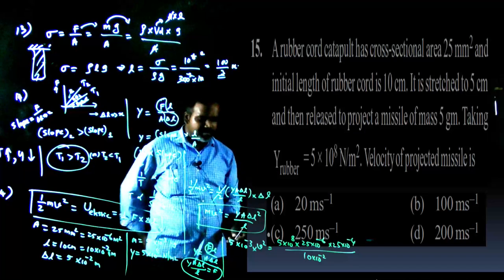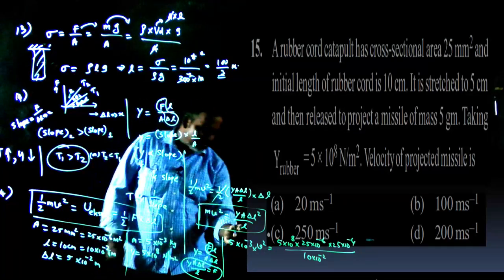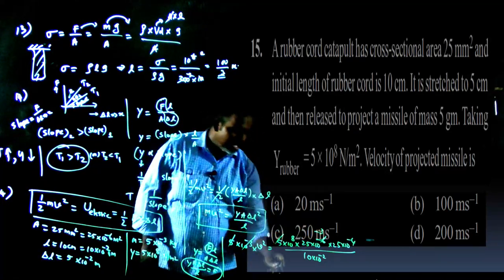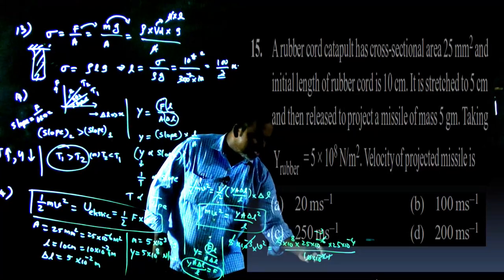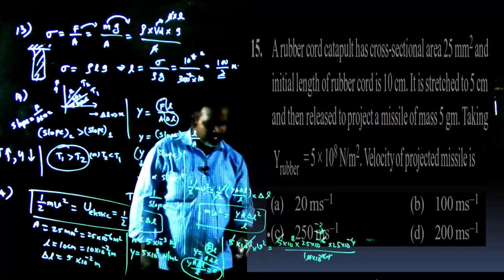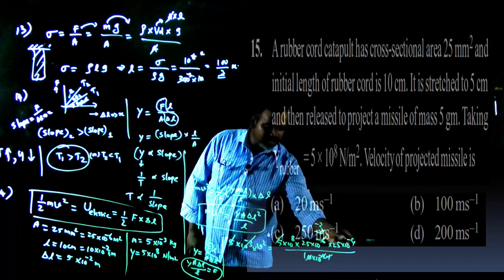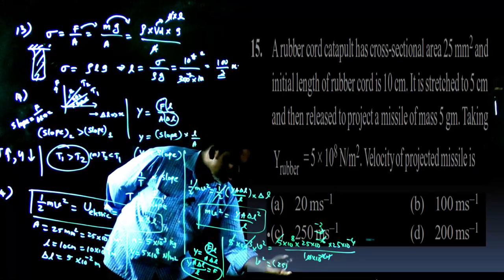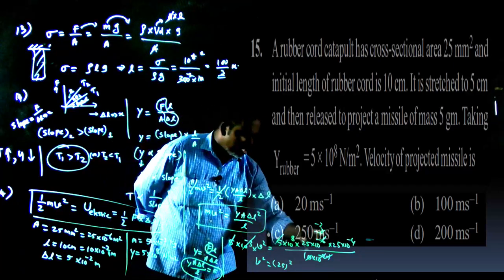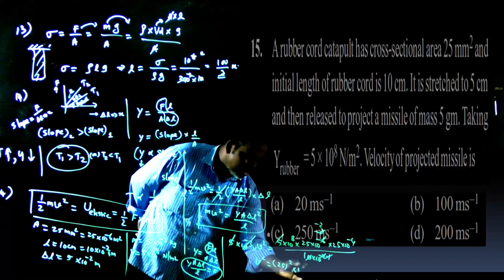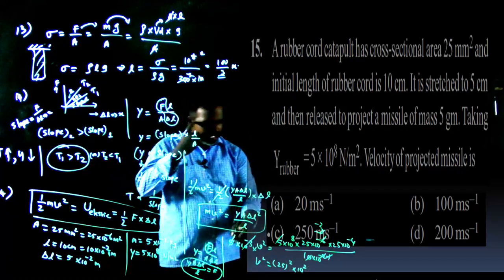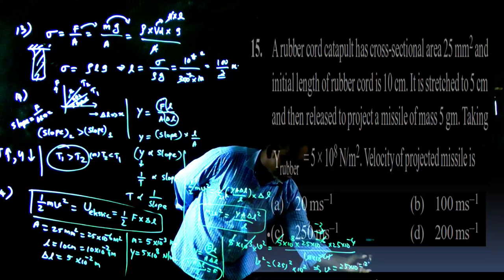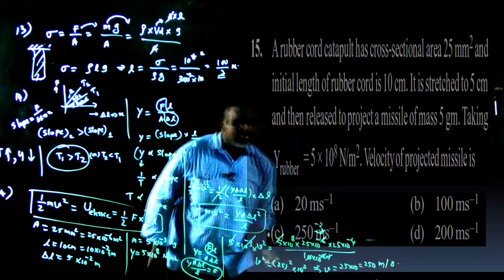By simplifying this, you just do the calculation. 5 gets cancelled, and minus 3 with minus 6 gets cancelled, and this minus 1 gets cancelled with the minus 2. So V square is equal to 25 into 25, that whole square, and minus 6 and plus 8 gives 10 to the power of 2. By taking the square root, V is equal to 25 into 10, that is approximately 250 meter per second. Please note down the solution, children.